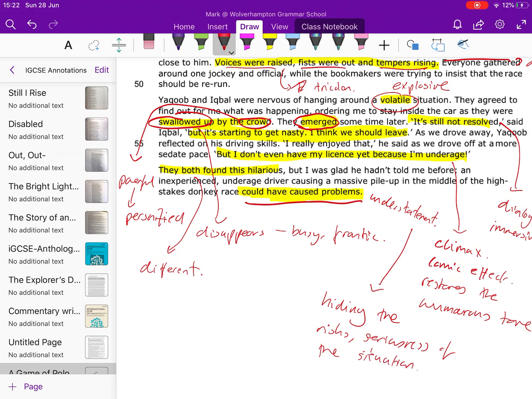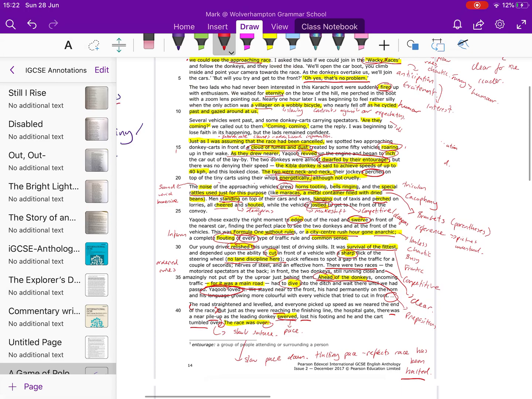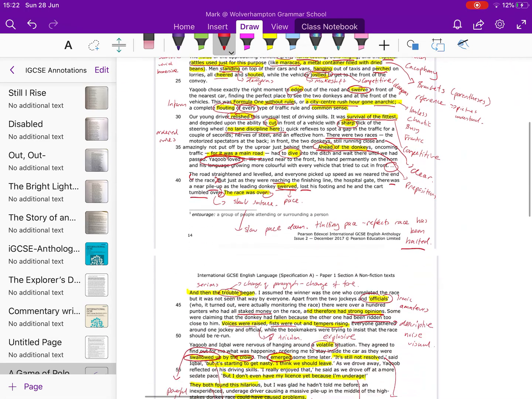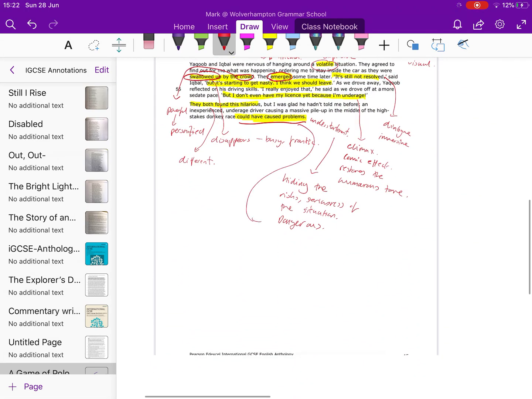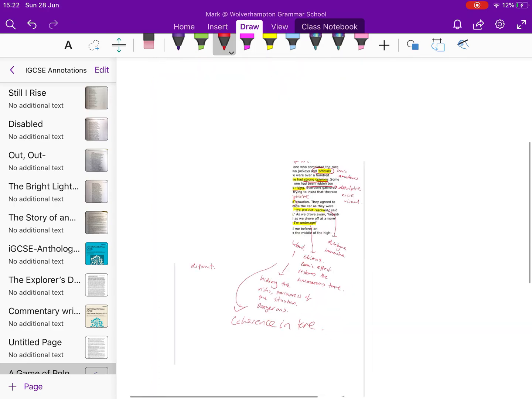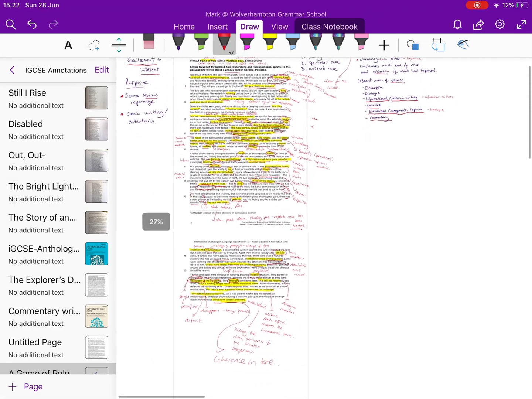To make her piece of writing work and to make it humorous, that use of understatement, rather than saying all those horrible things that could have happened, makes the ending of the piece comic, which then fits in with what we had at the start, the wacky races. So that last bit, we have a bit of coherence there in tone. It starts and ends in both quite a comic way.